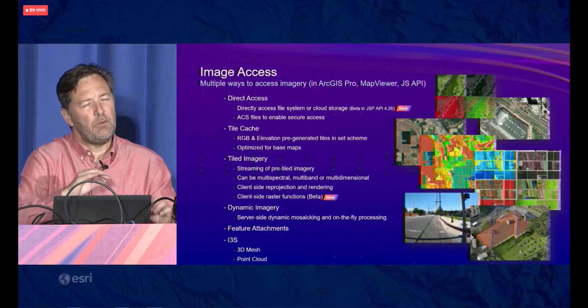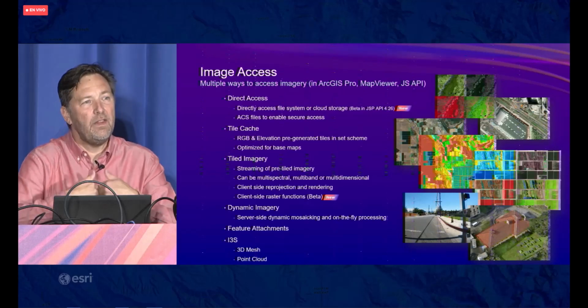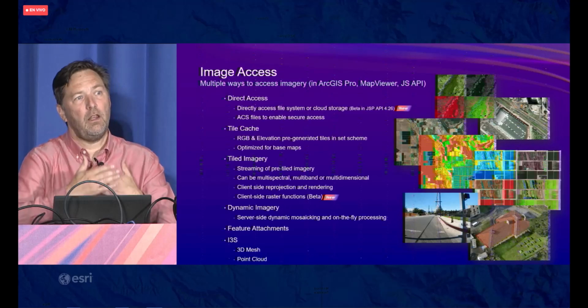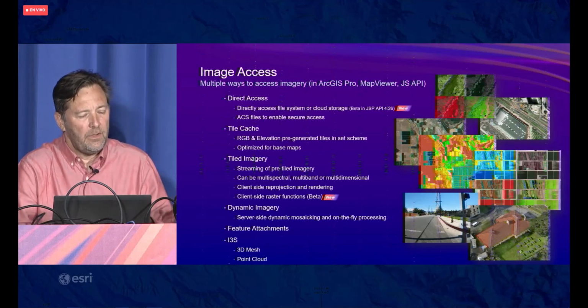So Vinny will be talking a little bit about raster functions. Some of those are actually available now within the JavaScript API to run on the client side. I'll give an example a bit later. The fourth one is dynamic imagery.